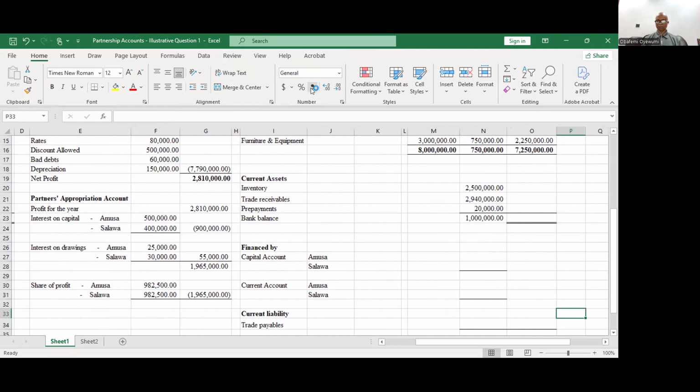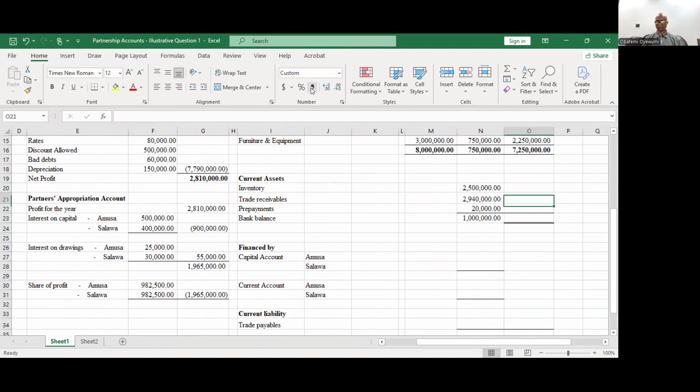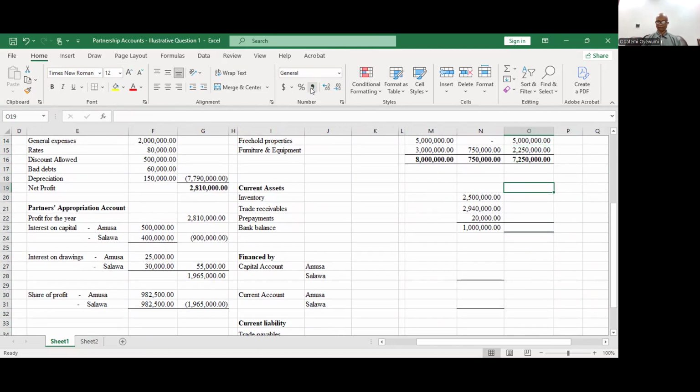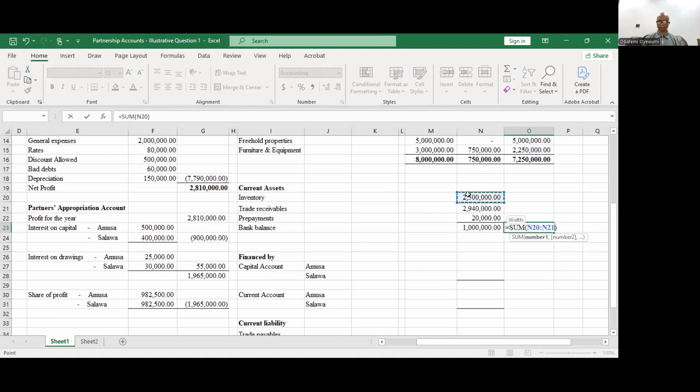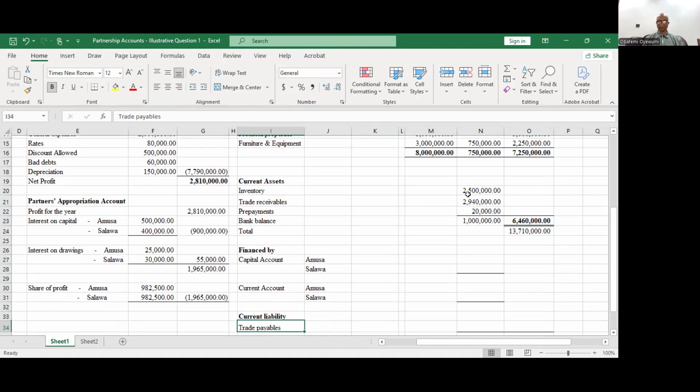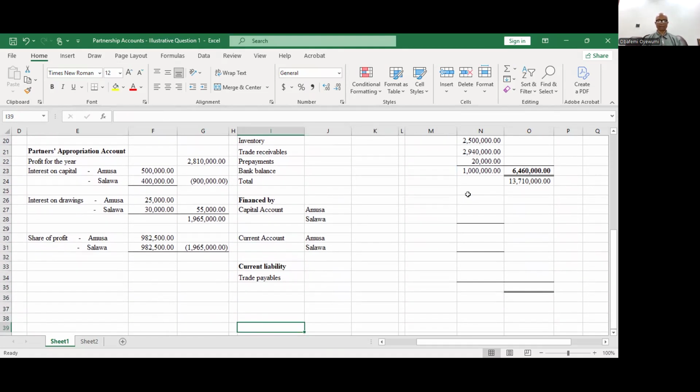All right, so what do we have altogether? Total net current assets will give us this figure. Let me use the summation sign. So let's add them together. Total assets will now be 13 million 710,000. I believe we are following as much as possible. 13 million 710. So let's go to our capital accounts.